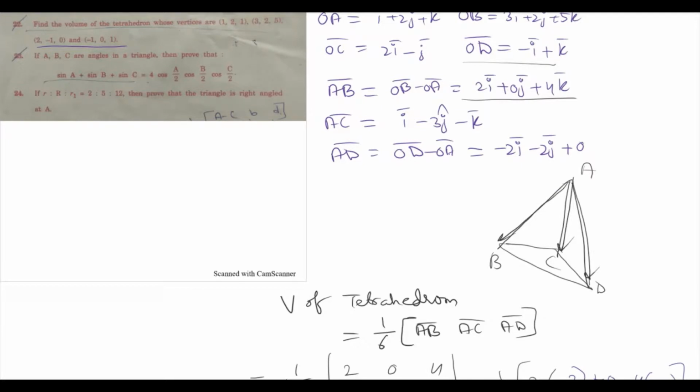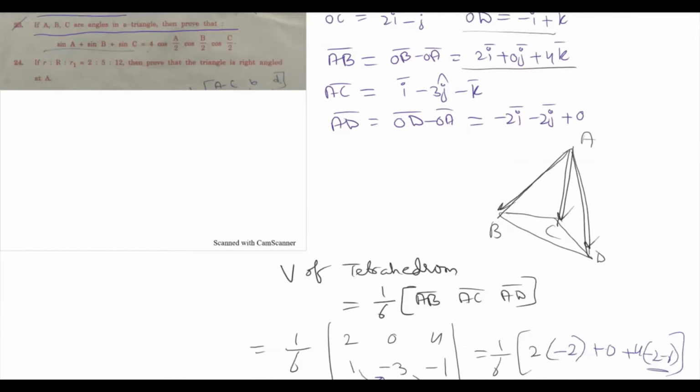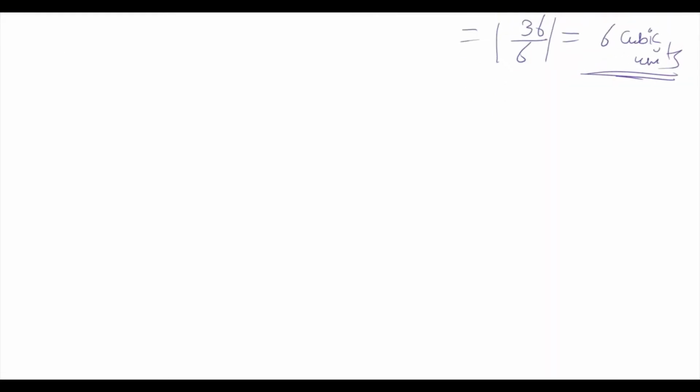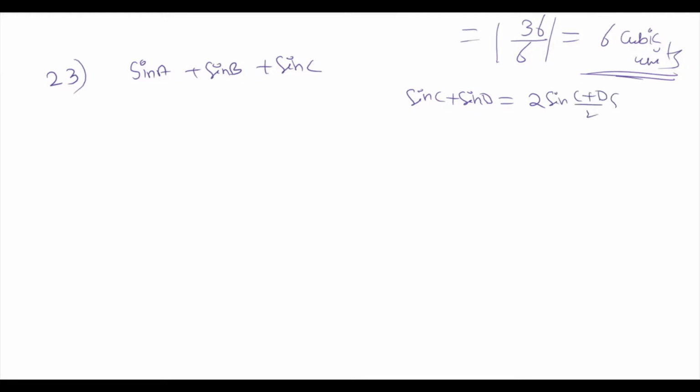23rd one. If A, B, C are the angles of a triangle, then prove that sin A plus sin B plus sin C equals 4 cos A/2 cos B/2 cos C/2. So 23rd is sin A plus sin B plus sin C. We know that sin C plus sin D equals 2 sin of (C plus D)/2 into cos of (C minus D)/2.